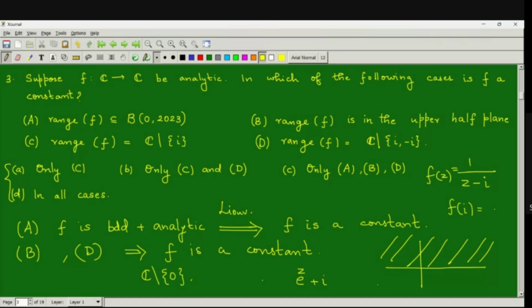And it is tending to infinity. Sorry, I didn't hear you. Oh, you understood what the issue is? So e power z is not going to attain 0 anywhere, which means e power z plus i is not going to be equal to i. So this is the function which is satisfying this, analytic and non-constant.